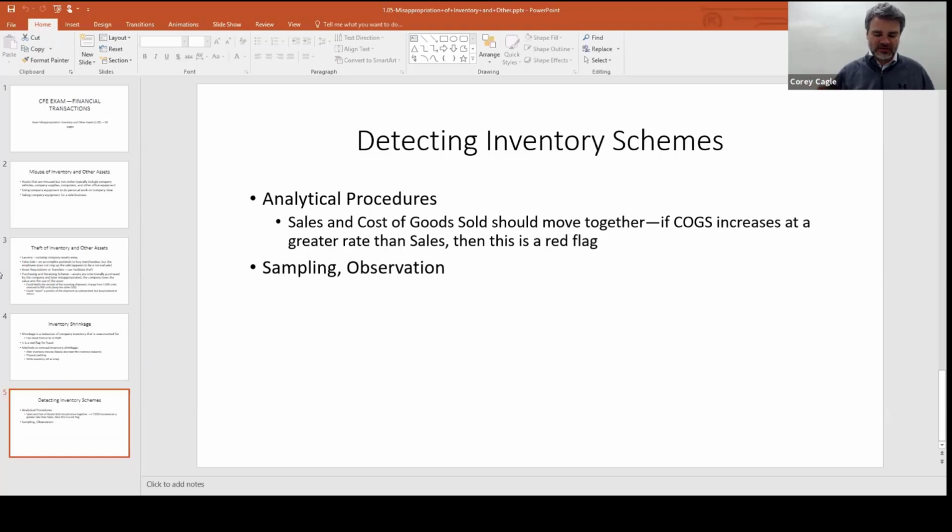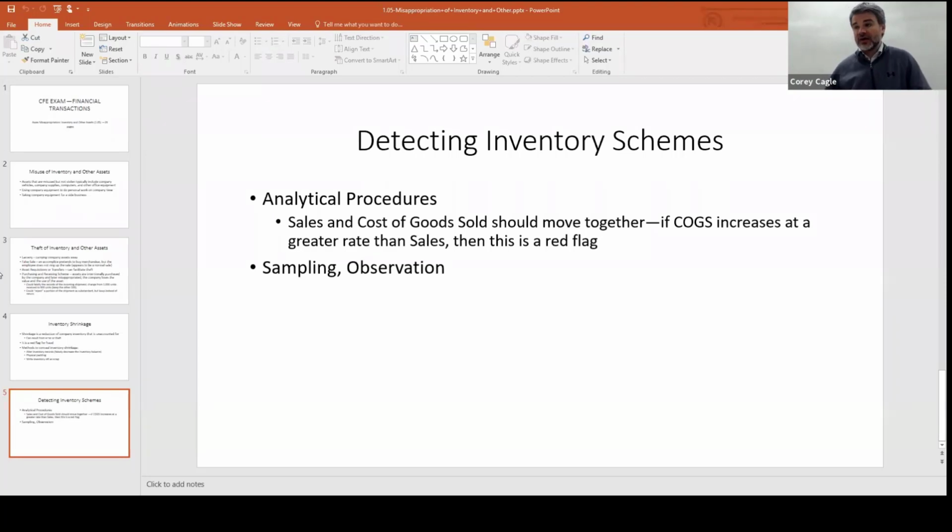There may be a reason that cost of goods sold didn't quite move in parallel with it. But if sales goes up 20% and cost of goods sold goes up way more than that, that's a big red flag right there. So that's one of the quick analytical procedures we do in that fraud class. And that's an immediate red flag if it doesn't.